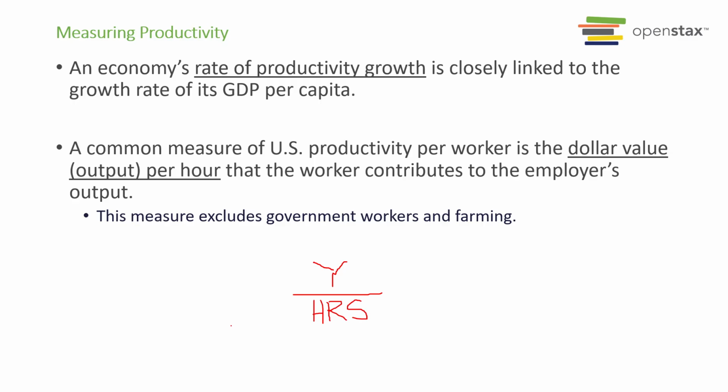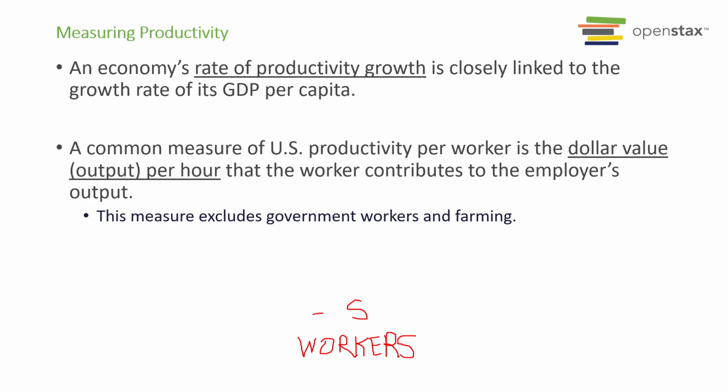But we want to know, what is this on a per worker basis, right? Because obviously if you take the entire economy's GDP and you divide it by hours, you're going to get a pretty big number. And it's going to be like, well, our workers aren't that productive. So you're going to take the number of workers as well, and then that'll give you an approximate value of what this definition says. It's going to be the dollar value, GDP per hour, hours that the worker contributes to the employer's output. So you divide it by workers, and you get that measure there.